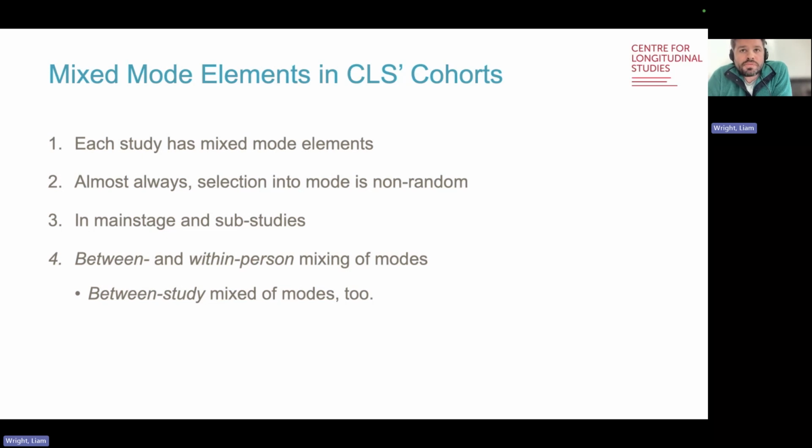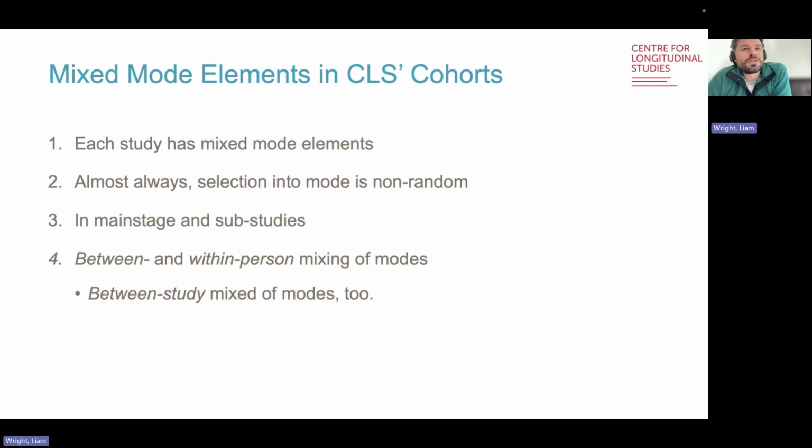In the sequential mixed mode design, people that respond to the survey later are more likely to appear in later modes, and they will differ from people who respond to the survey immediately. There are mixed mode elements in the main stage, general surveys that people use, but there are also sub-studies within each of the cohorts that might have mixed mode elements too.